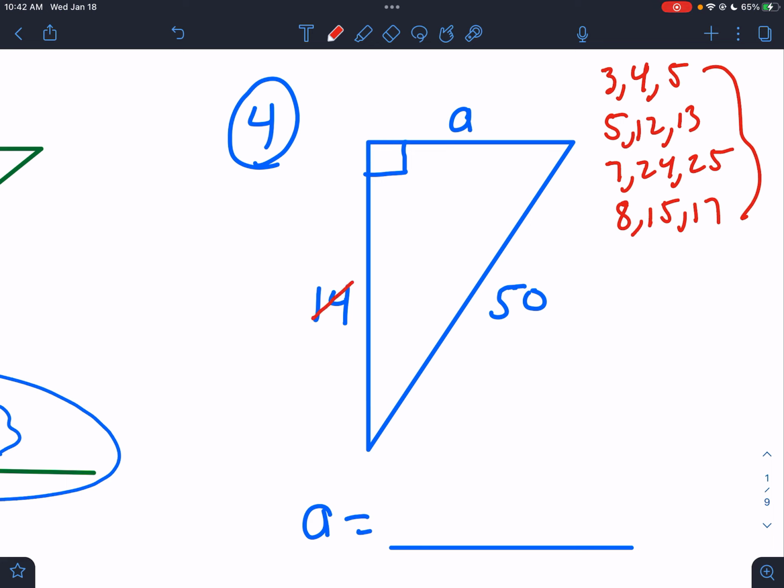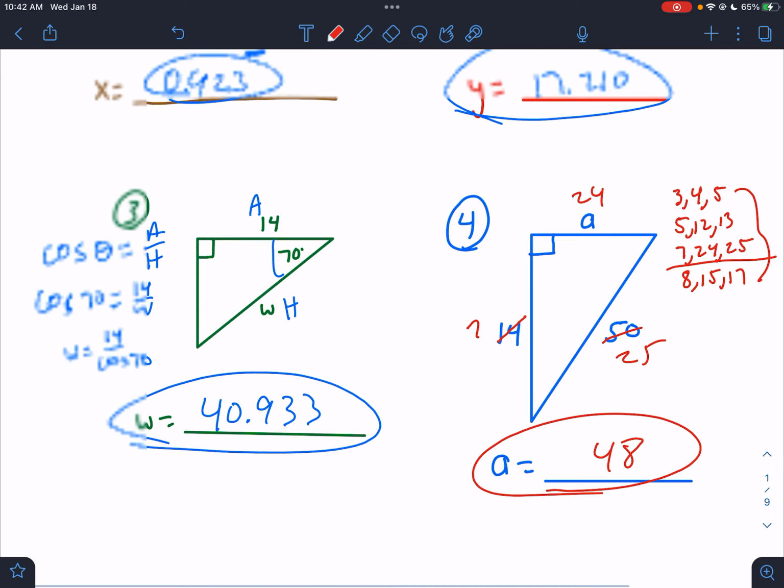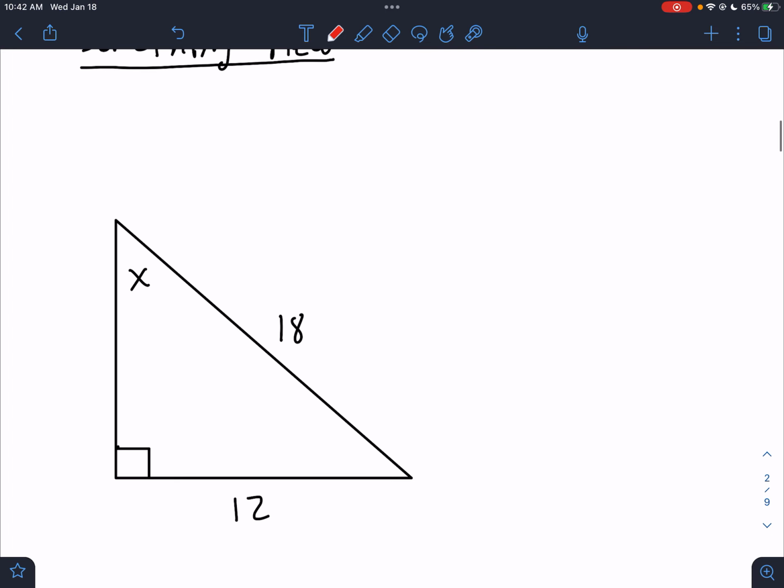So in this problem, divide by 2, 7. Divide by 2, 25. So this is a 7, 24, 25. So multiply the 2 back in, and it'd have to be 48. Don't forget your triples.